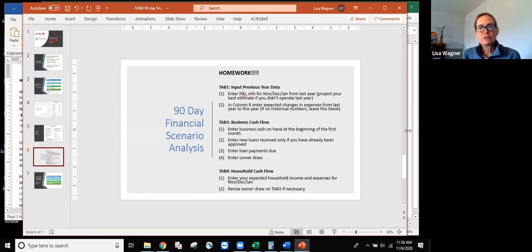In column R, you're going to enter those changes. Remember, if you're starting up and you didn't have a history a year ago, you leave that blank. Homework just got easier. And then on tab 3, you're going to enter your business cash flow. So you only have to enter that cash at the beginning of the month and any of the loan information, and then your owner draw, that's it.